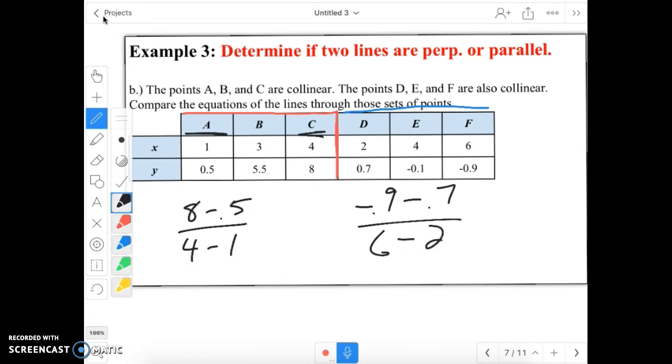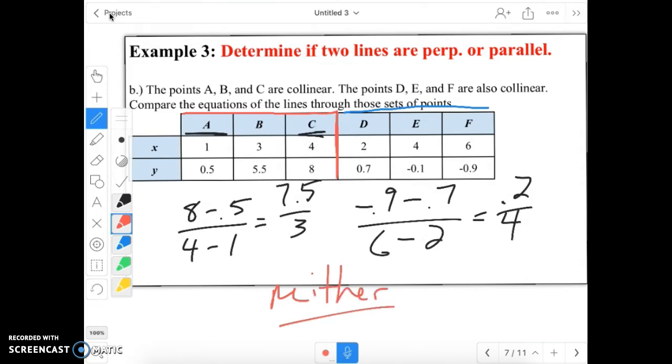Now I really only have to look at the slopes if I'm trying to determine if they're parallel or perpendicular. So that'd be 7.5 over 3. And this would be 0.2 over 4. So it doesn't look like these are parallel or perpendicular. 7.3 over 5 would be greater than 1. 0.2 over 4 would be a very small number. However, since they're both positive, these would just be neither, looking at their slopes.